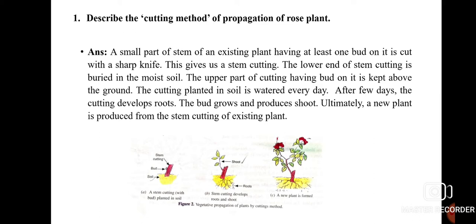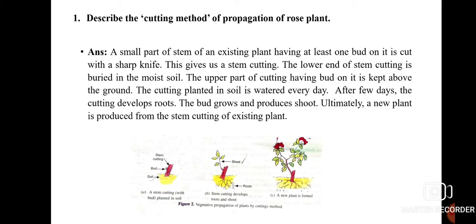In that case, a small part of the stem of an existing plant, having at least one bud on it, is cut with a sharp knife. It is better if the bud is an axillary bud. What is an axillary bud? The bud which is present in the axil.